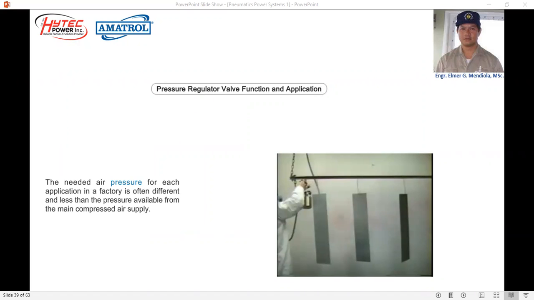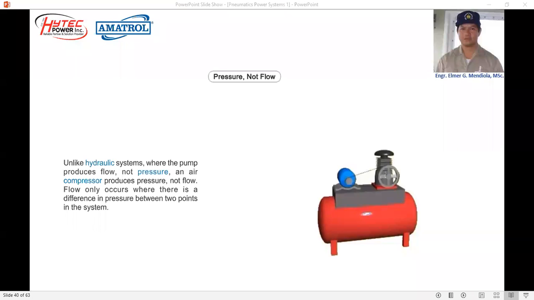Next, we have the pressure regulator valve function and a sample application. The needed air pressure for each application in a factory or anywhere else is often different and less than the pressure available from the main compressed air line. The compressor creates pressure, not flow. Unlike hydraulic systems, where the pump produces flow, an air compressor produces pressure, not flow. Flow only occurs where there is a difference in pressure between 2 points in the system.